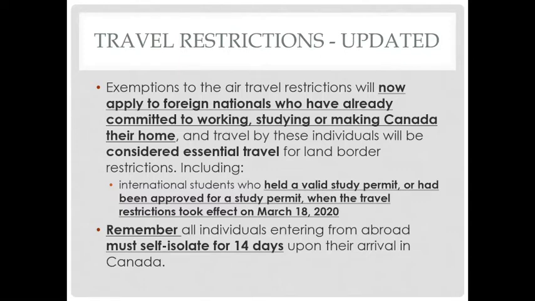You see it further described down there where it says the restriction includes international students who held a valid study permit or had been approved for a study permit when the travel restrictions took effect on March 18. This way, you've obviously shown that you're committed to going to the school. You have your study permit, you have your work permit, or you're applying for one, or you have an admission. All of this shows some sort of commitment. So you may be able to fall under this exception even in a situation where you may not have a study permit, but you have your school admission and you're applying for a study permit.